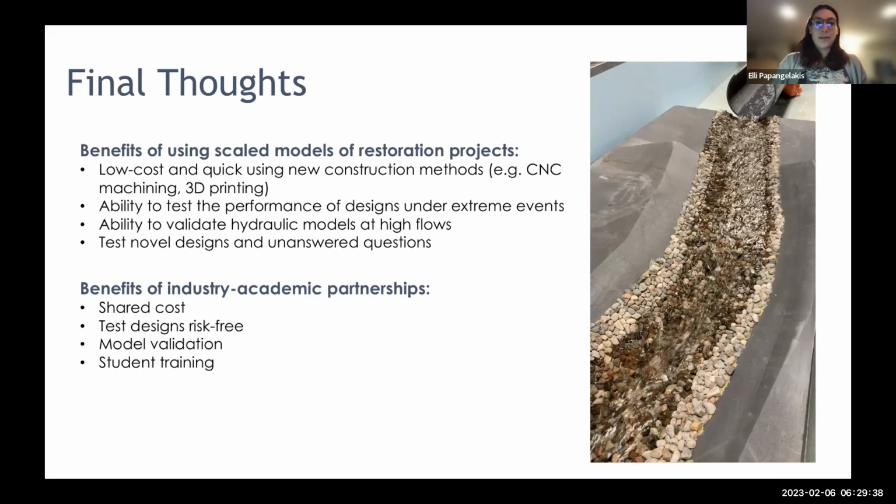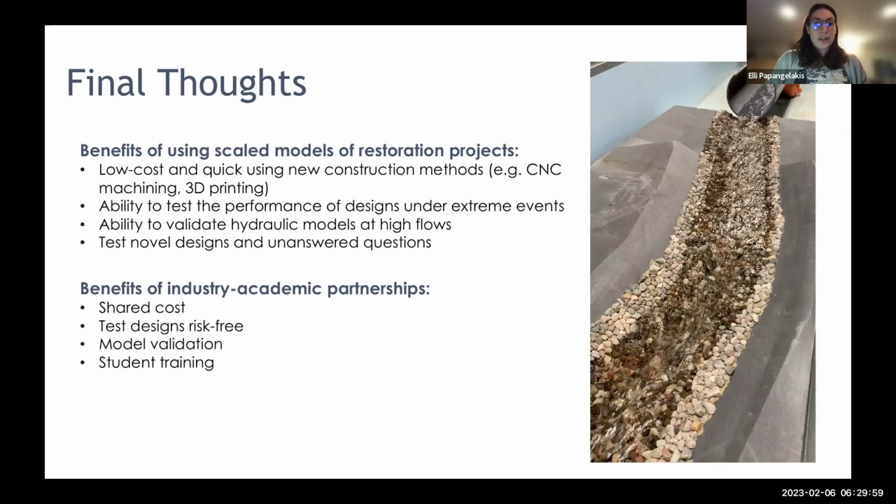And you can test novel designs without having to actually take the risks of putting them in the field. You can test out different things in the flume. Obviously, there's limitations to this. Again, a model is a simplified version of reality, but it is a nice way to get a first kind of idea of how a design might perform.